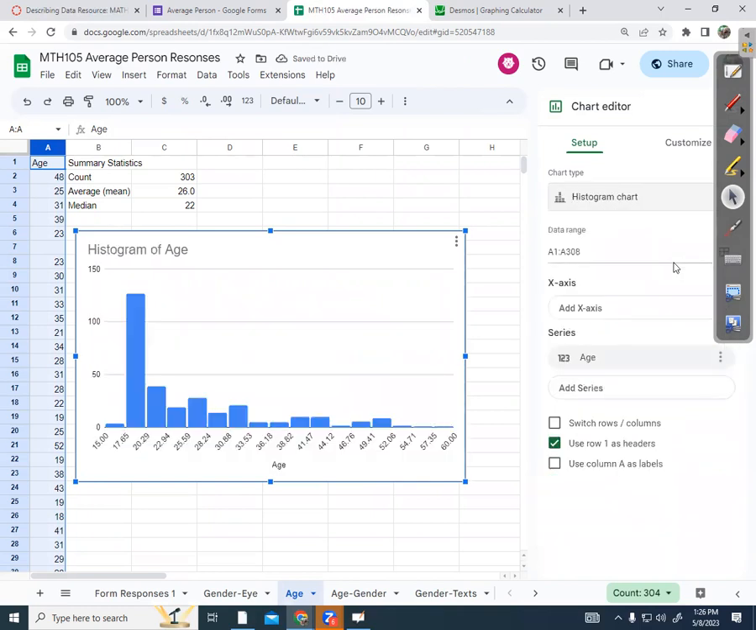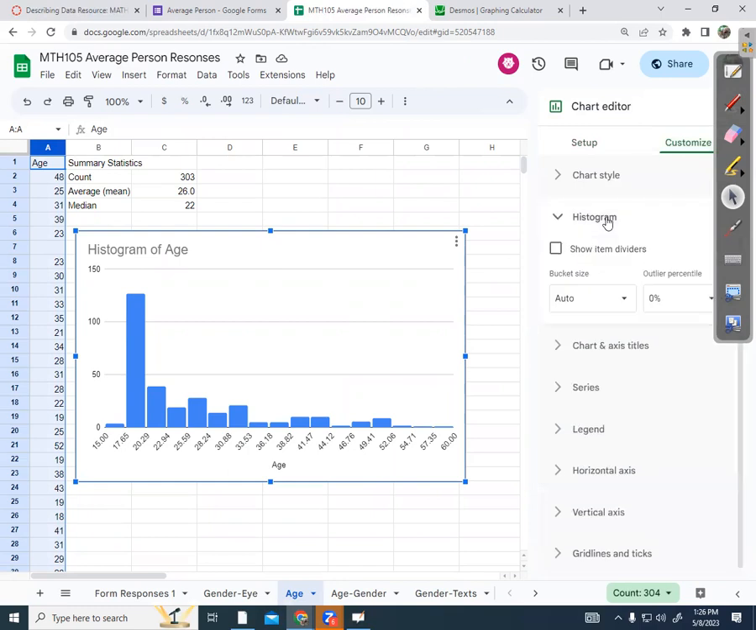Google picked 2.65 as the histogram width. That was an interesting choice. So I'm going to customize. I like the one with 5. I thought that was cute.